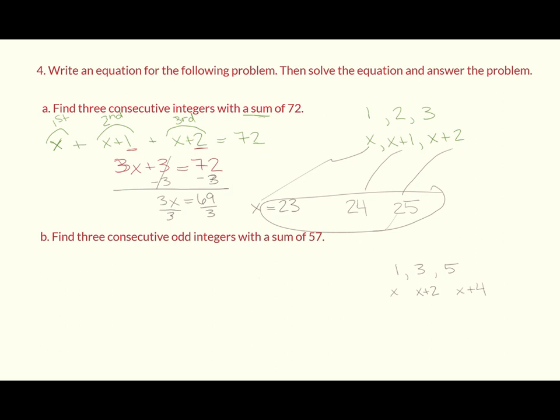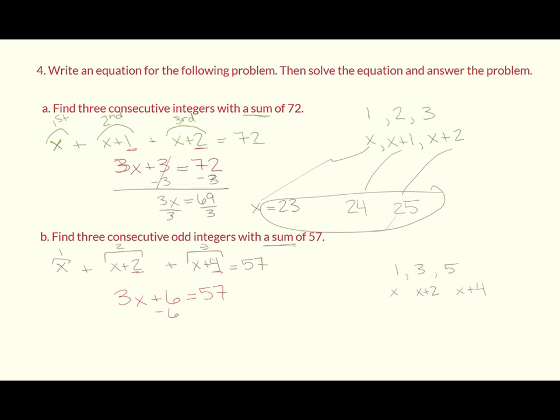So I'm going to say x, and it says sum again, so I'm going to say plus x plus 2 plus x plus 4 equals 57. So this is going to be my first, this is going to be my second, and this is going to be my third. So we add all these up. So x plus x plus x is 3x. 2 plus 4 is 6. So 3x plus 6 equals 57.